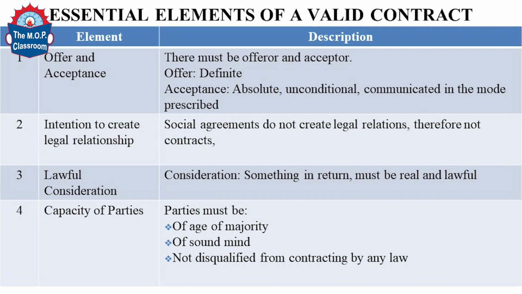And lawful consideration. So consideration, there must be something in return, must be real and lawful. And then capacity of parties. Parties must be of the age of majority and of sound mind, and not disqualified from contracting by any law. So sound mind, he should not be an idiot or a lunatic person, he should be able to accept the same thing in the same mind.